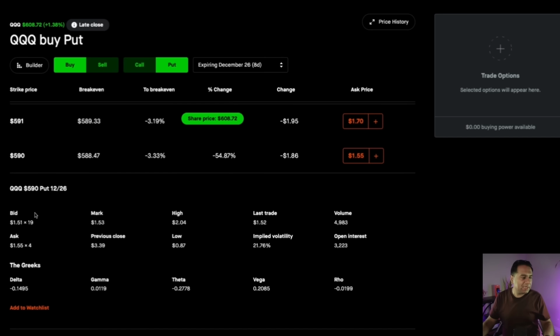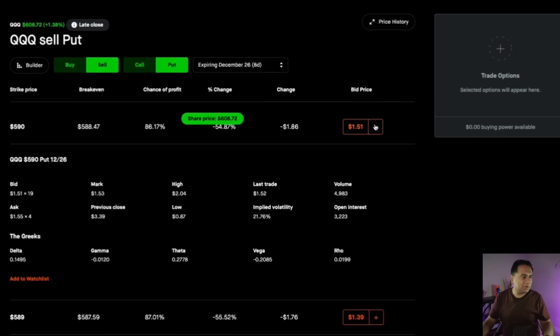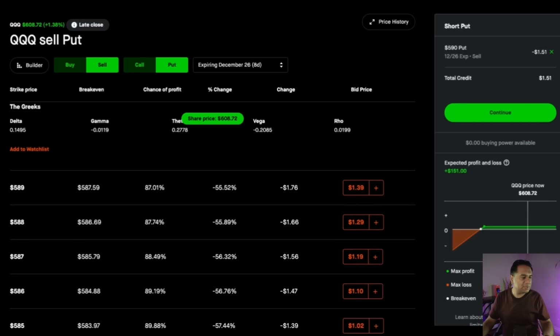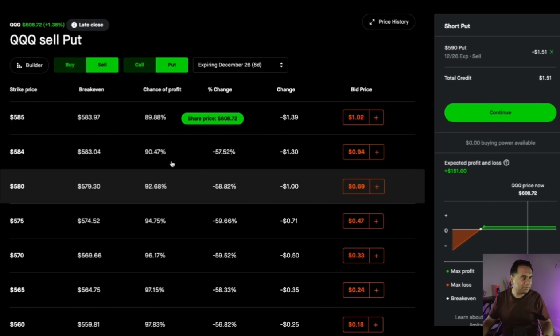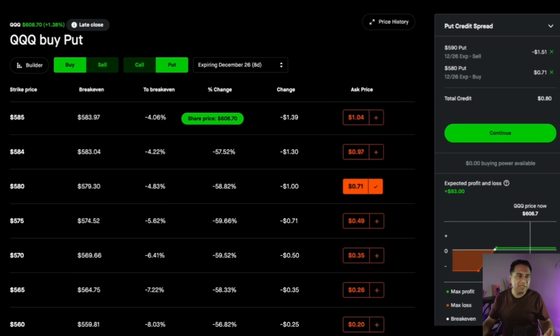So keeping that in mind, I'm going to open up a put credit spread. I'm going to click on sell put, and then I'm going to sell the 590 strike price. I'm still going to keep it as a $10 spread. So now I'm going to go down 10 strike prices to the 580 strike price, and then I'm actually going to do buy put. And as you can see right here, my premium shrunk from almost $1.30 to just 80 cents.